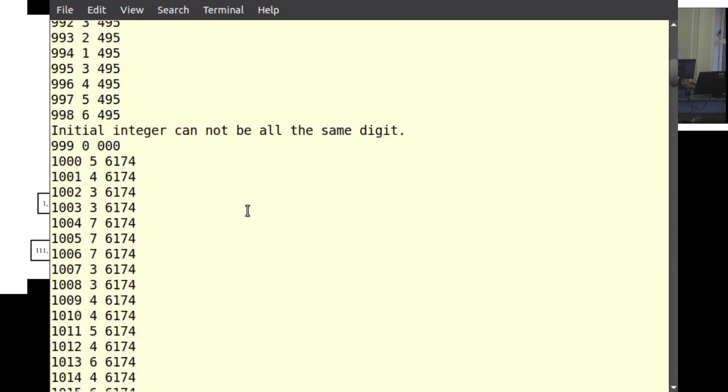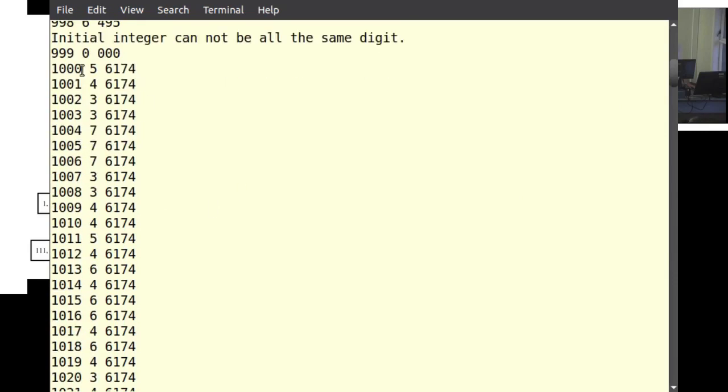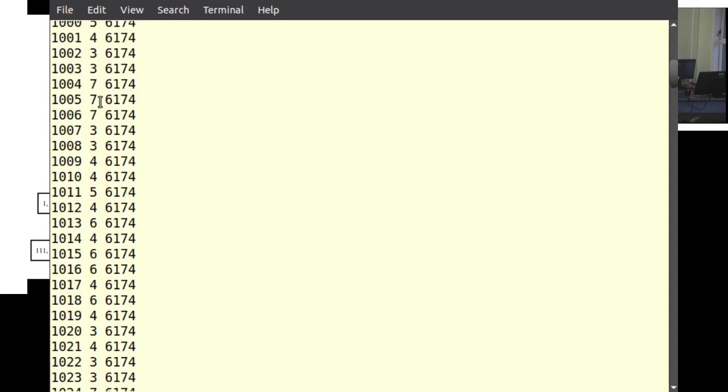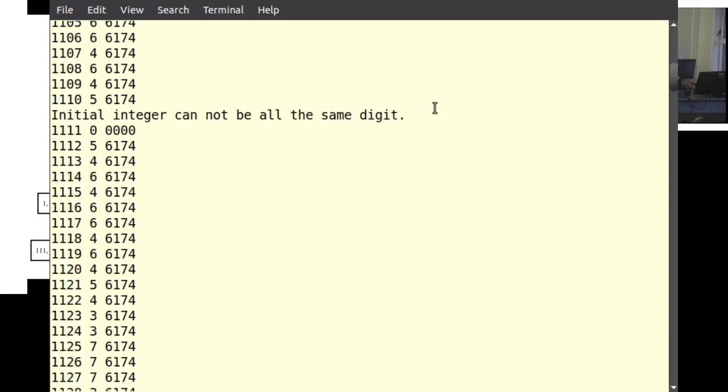And then here we go. 1,000 takes 5 iterations to get to 6174. All right, and we get some that take 7 iterations to get to 6174. Anyway, that's a cute little bit of number theory.